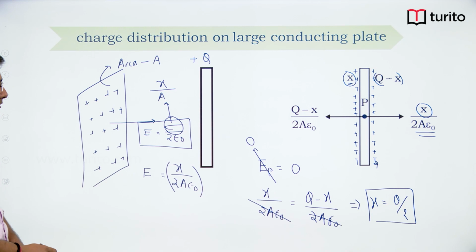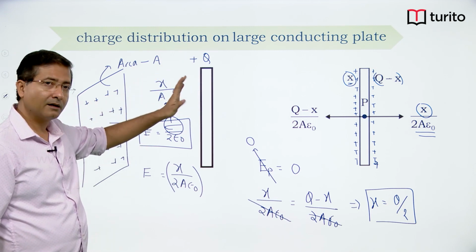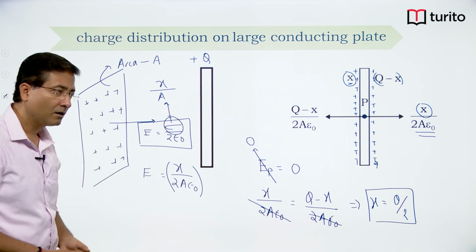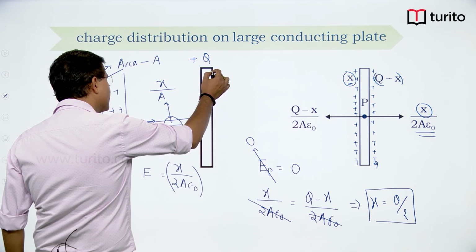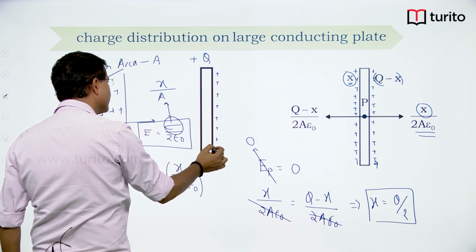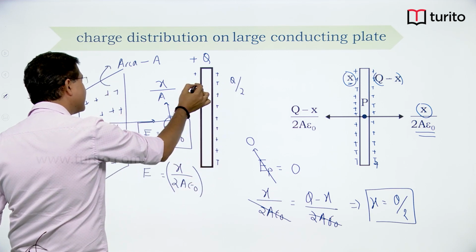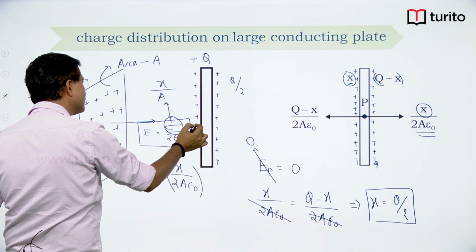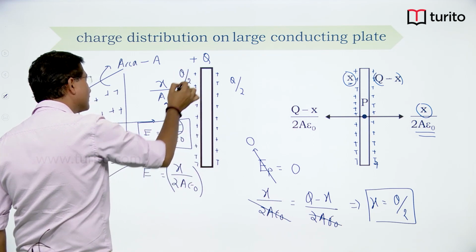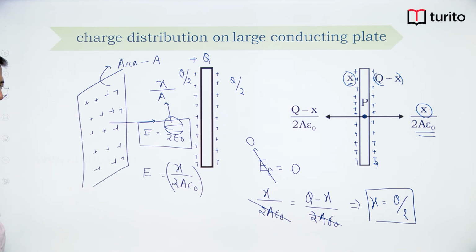That means, when you give Q charge to the conducting plate, half of the charge will come this side and the other half will come on the other side. So, this side it will be Q by 2 and this side it will be Q by 2, and the distribution will be something like this, right.